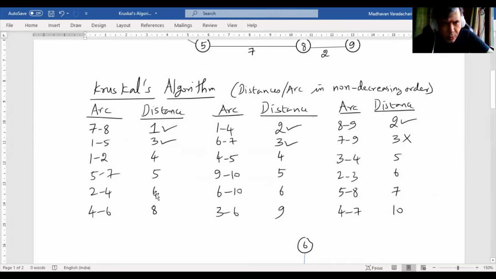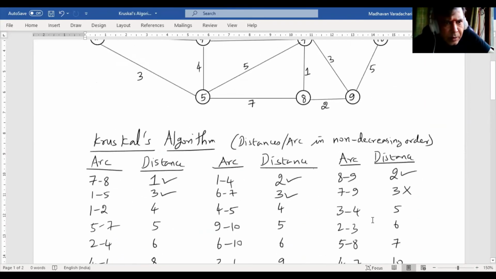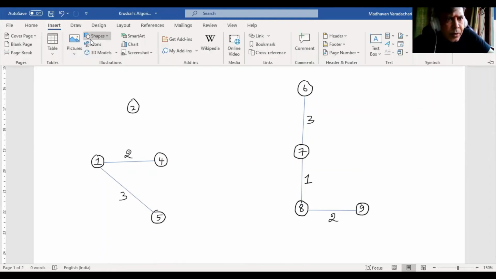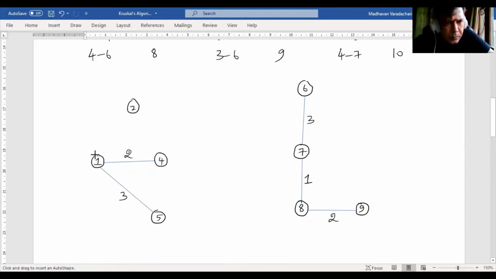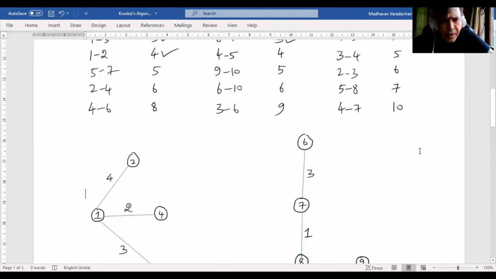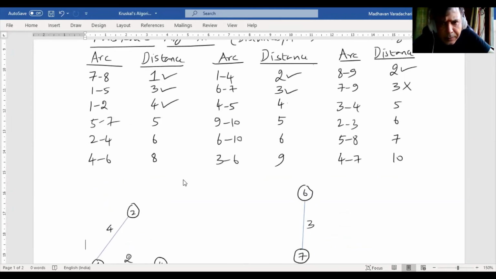Next comes 1 to 2. Here it is. So it is like that. Okay. This is our 2. Join 1 and 2. One to two is 4. So I can put a tick for 1 to 2. Then comes 4 to 5. If I join this, network will be closed, so I should ignore that.